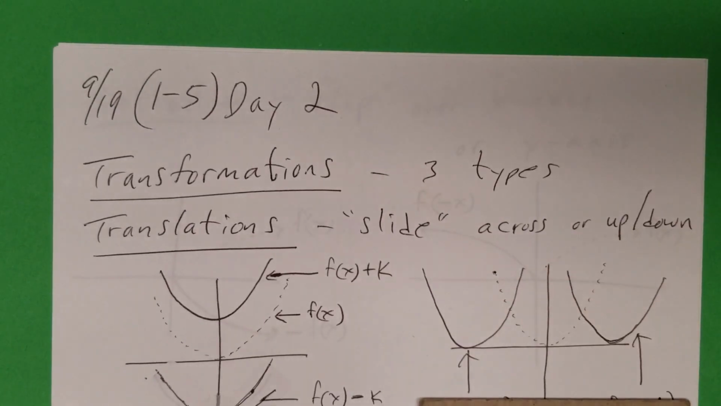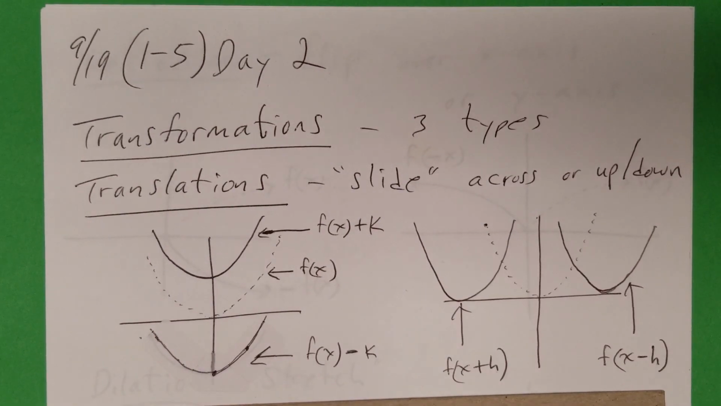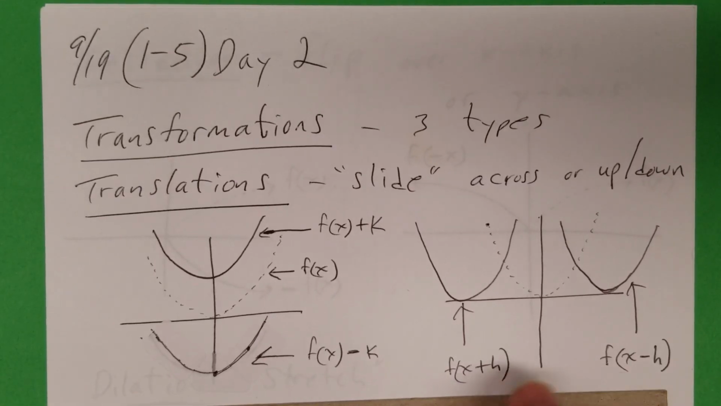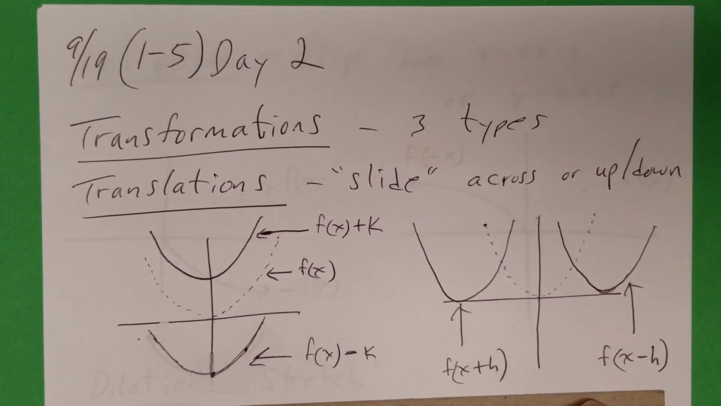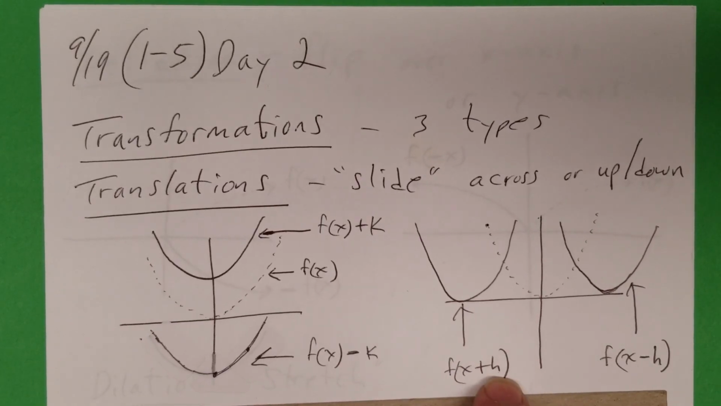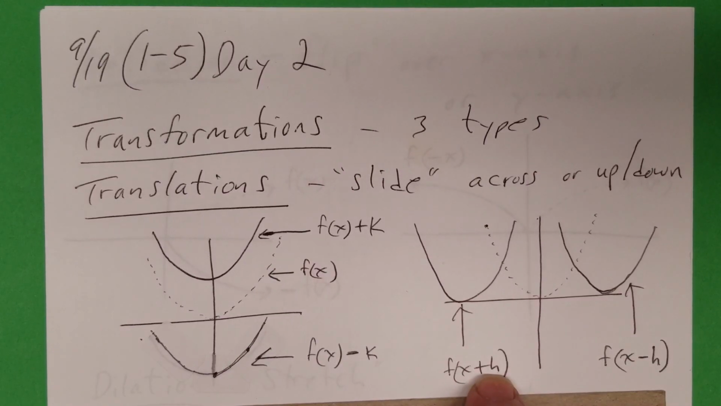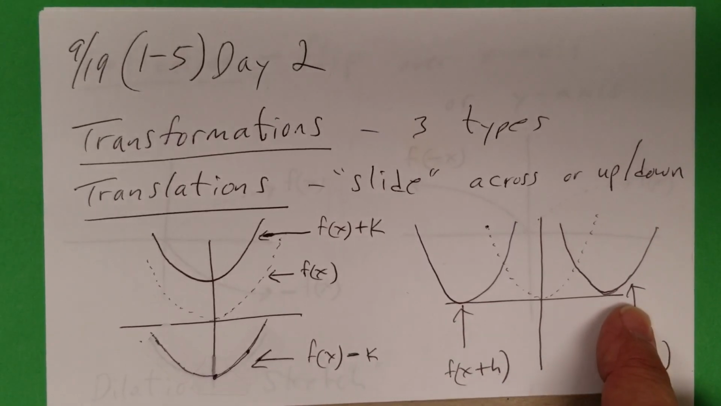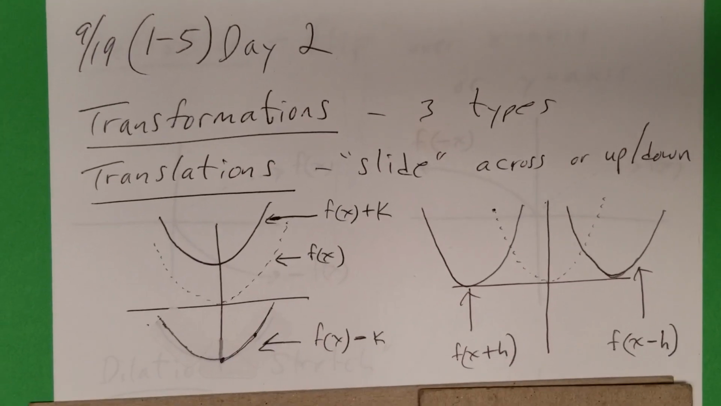But remember, you can slide across also. If we add a number on the inside like that, plus h or minus h, this is kind of tricky. We can ask in class why this is so, but if it's plus a number, then you move to the left. If it's minus a number, you move to the right. So if this was plus 3, you'd move 3 to the left. If this was minus 3, you move 3 to the right. We could talk about that in class, but you just have to remember it for now. So that's one transformation, sliding.